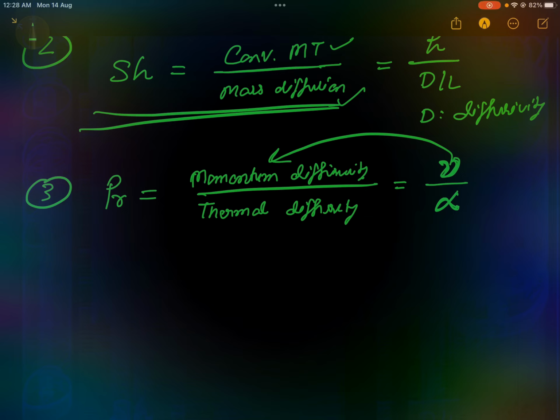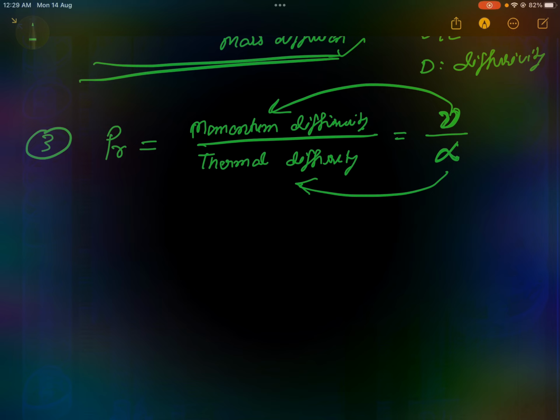in response to the momentum diffusivity. That's why it is denoted by nu, and thermal diffusivity, we know, is called alpha. If we expand that, nu is mu by rho, that is, dynamic viscosity to the density of the fluid, and alpha is k upon rho cp. So we can solve it, and it can be written as mu cp upon k.